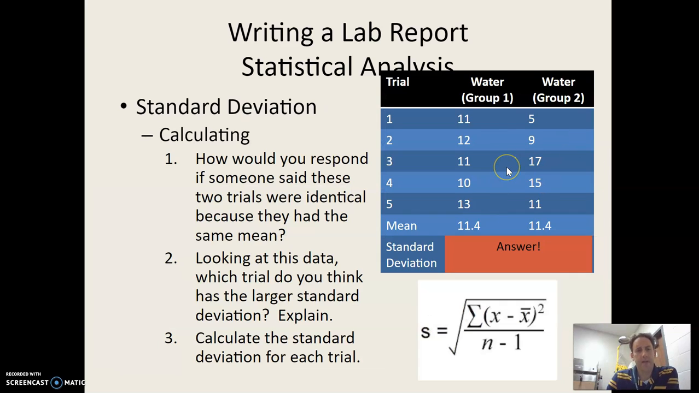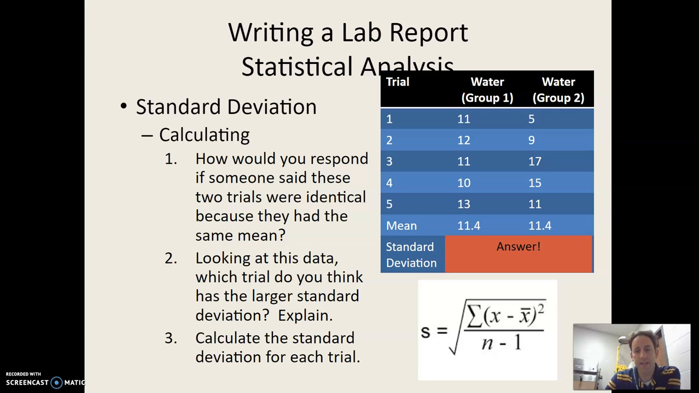Take a look at this data here. If you notice the means, they're 11.4 for each of these. So my question is, how would you respond if someone said that these two trials were identical because they had the same mean? Now, if you look at that data, hopefully you'll notice that the data are not quite identical. Here we're in the 10 to 13 range, while here we got a 5 to 17 range. So even though they average out to be the same, these are not similar data sets. Clearly the average doesn't capture the full essence of what these data are showing. So these are not the same.